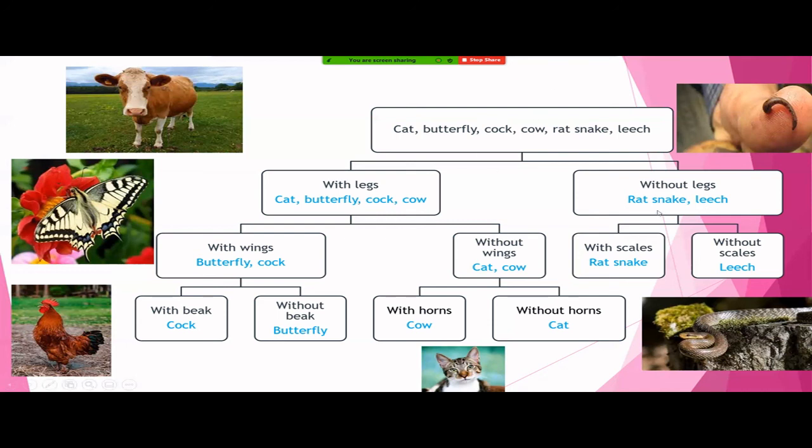Then if you think about these two, rat snake and leech, hope you know leech, right? They suck blood. In Colombo we don't have them, but in most of the areas where we have a very cold climate, we can see these leeches. So rat snake is having scales. Can you see the scales? And leech is not having any scales. So you can easily classify it like that. Okay, I hope you understood.